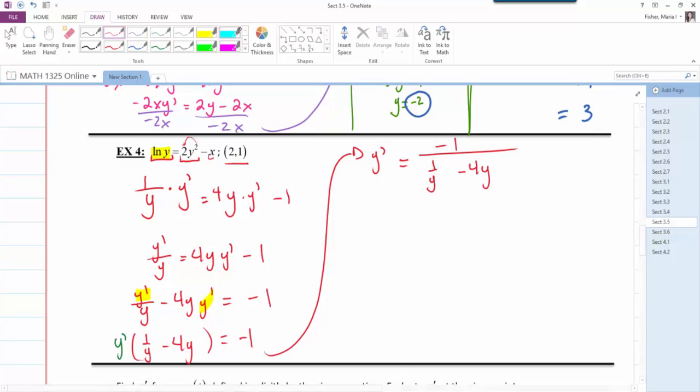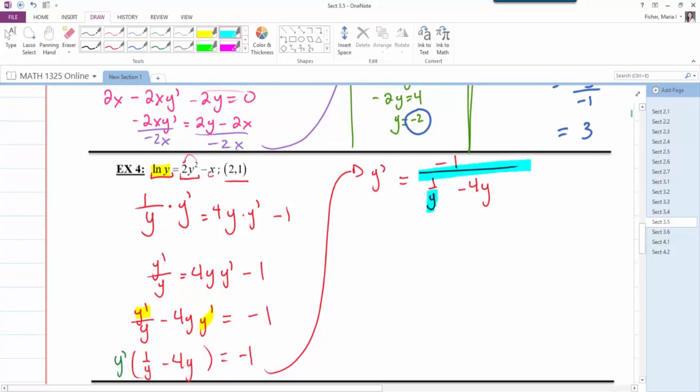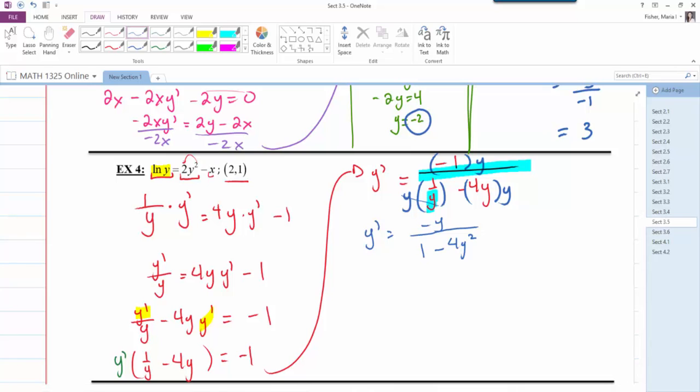And most people don't like complex fractions. Complex fractions are fractions inside of another fraction. So the way you get rid of a complex fraction is you're just going to multiply everything by that denominator. Well, my denominator is just y, so I'm going to multiply each one of these terms by y to clear the complex fraction. So I end up with y prime is equal to, well, negative 1 times y is negative y. Here my y's cancel, and it's just 1 minus 4y times y is a 4y squared. So y prime is equal to negative y over 1 minus 4y squared.